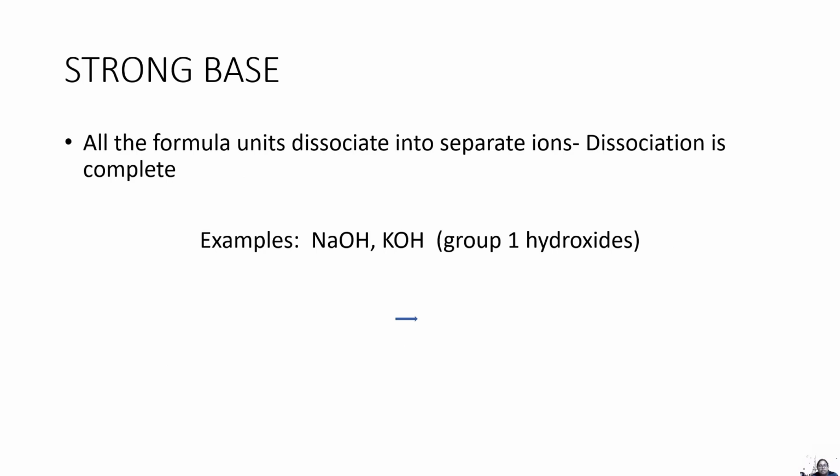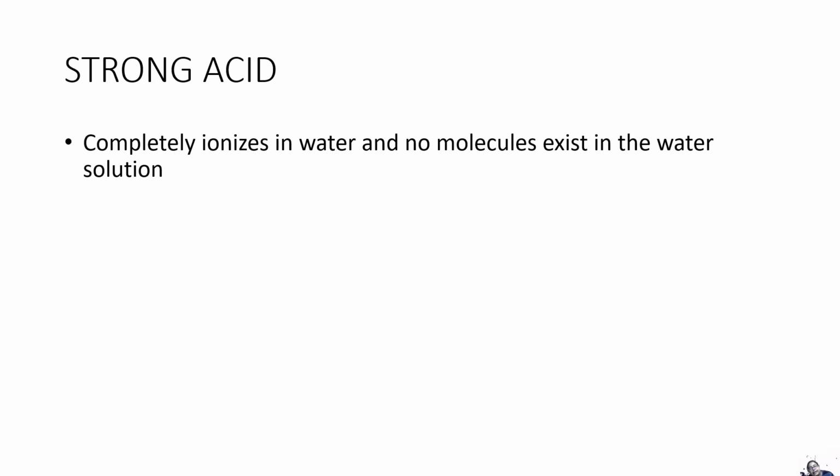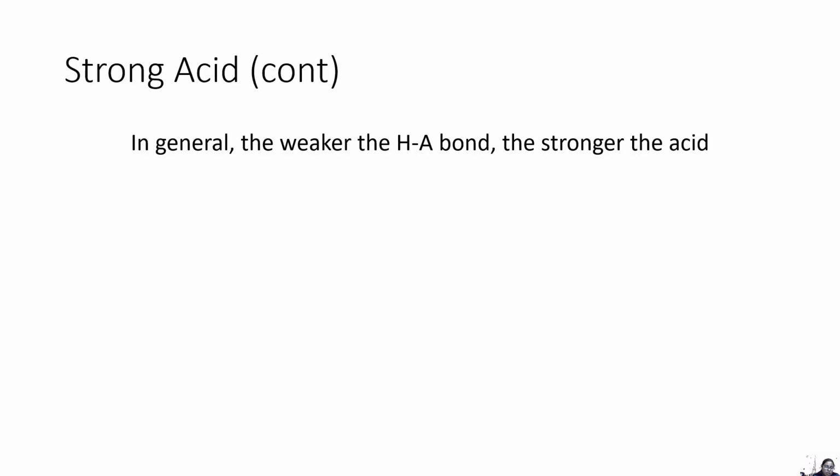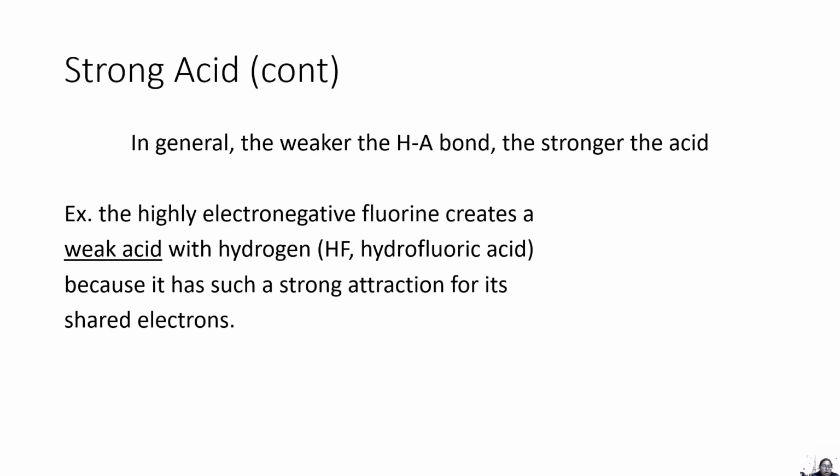So for a strong one, all the formula units dissociate into separate ions, so dissociation is complete. For example, NaOH gives Na+ and OH-, a strong base. A strong acid completely ionizes in water, and no molecules will exist in the water solution. For HCl and H2O, we get H3O+ and Cl-. In general, the weaker the HA bond, the stronger the acid, because the weaker the HA bond, the more the dissociation. That makes the acid stronger. If the HA bond is stronger, the dissociation will be lower, and that makes the acid a weak one.